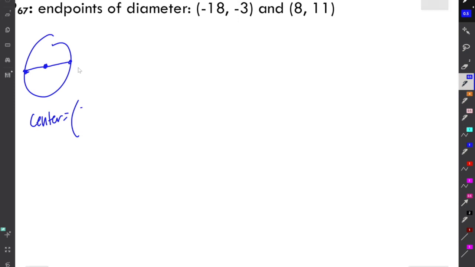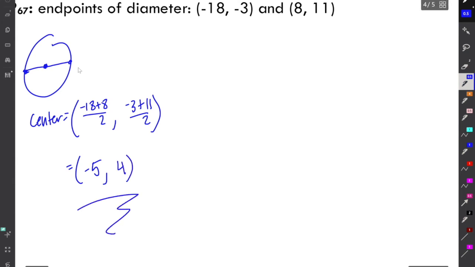So, negative 18 plus 8 over 2, comma, negative 3 plus 11 over 2. Negative 18 plus 8 will be negative 10 over 2 is going to be negative 5. 11 plus negative 3, that gives me 8 over 2 is 4. So that's my center. I'll take the center, I'll pick one of these points because I know they're both on the circle, and we'll find the distance between that, and that'll give us our radius.